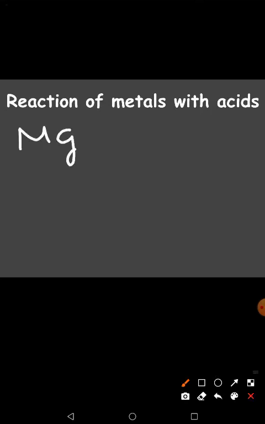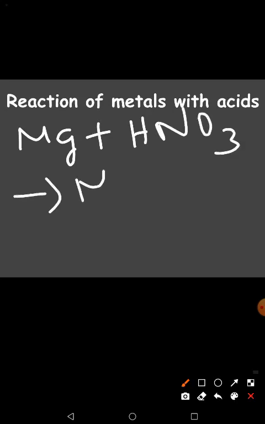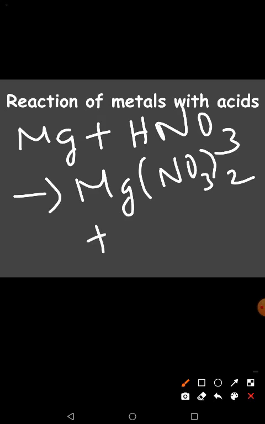Now I'll give you the equation which is not there in your book. Please note it. Magnesium on its reaction with nitric acid forms magnesium nitrate, Mg(NO3)2, plus H2. So when you balance, it becomes 2HNO3. So this is the equation. Please make a note of it.